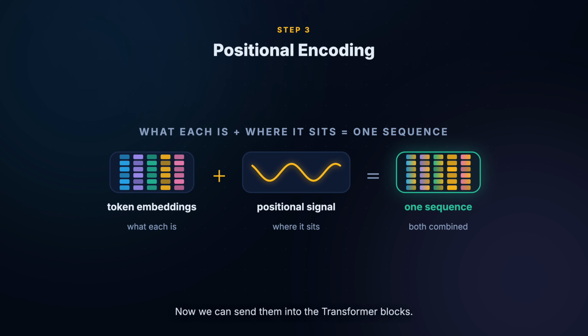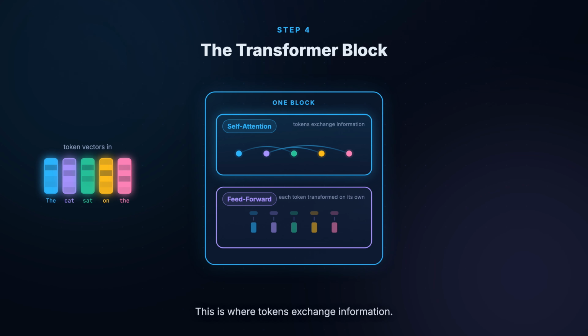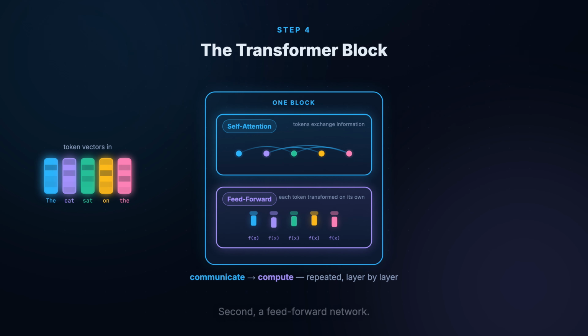Inside each block, there are two main operations. First, self-attention. This is where tokens exchange information. Each token looks at other tokens and decides which ones matter most. Second, a feed-forward network. This transforms each token's vector individually after attention has mixed in context. These two parts are wrapped with residual connections and normalization, which help deep neural networks train reliably.